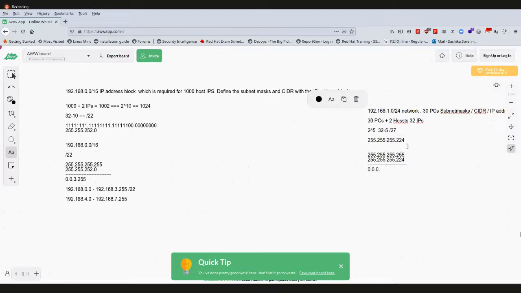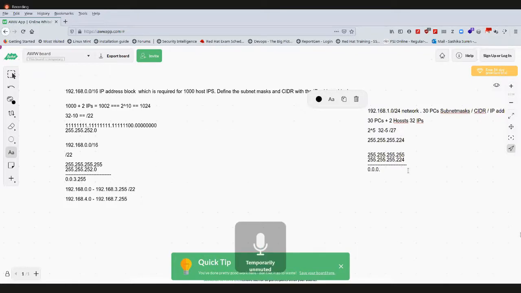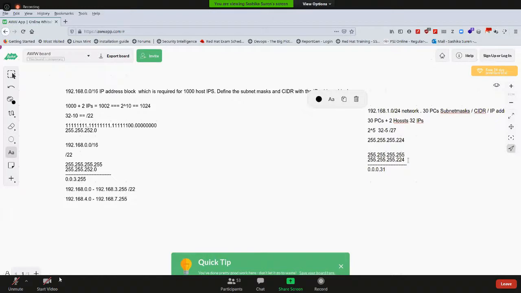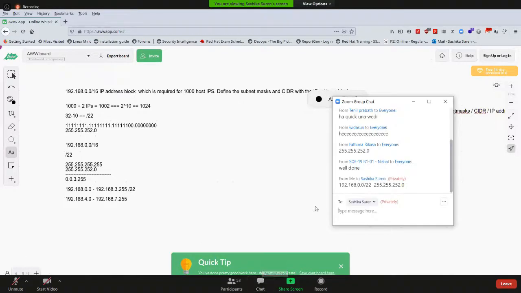What is the exact value? 255 minus 224. What is the value? 31. Guys, just reduce it. This is subtraction, grade 6 maths. Not actually grade 6, I guess, grade 5 or 4 maths. So 0.0.0.31. The first IP block will go like 192.168.1.0 to 192.168.1.31, that is the /27 network.